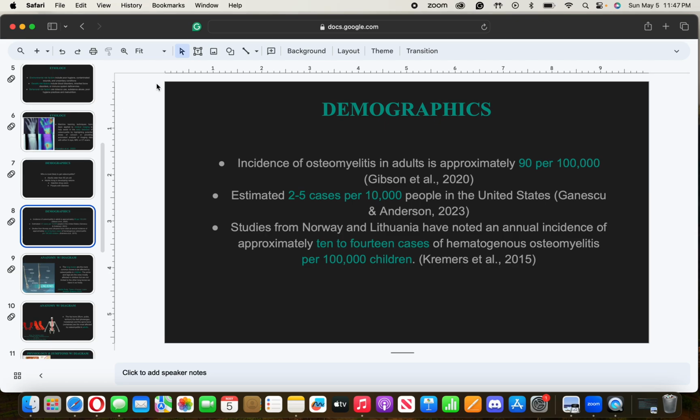So the incidence rate of osteomyelitis is 90 per every 100,000. In the US, it's 2 to 5 cases per 10,000. And in some countries, such as Norway, their incidence rate of osteomyelitis in children is about 10 to 14 cases per every 100,000 children.